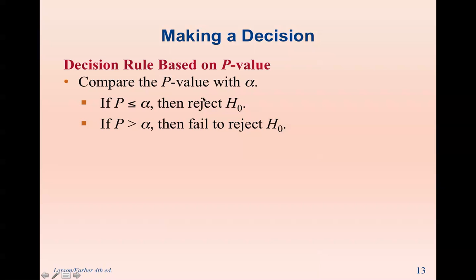So compare the p-value with alpha. If p is less than or equal to alpha, then we're going to reject our null hypothesis. If p is greater than alpha, then we're going to fail to reject our null hypothesis.